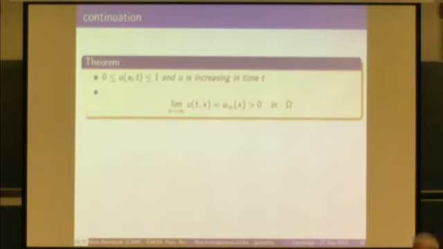In addition, we can prove that this traveling wave is always between 0 and 1 for all times and space, and it's increasing in time, and therefore has a limit. It converges to a certain stationary function, u infinity of x, which is a strictly positive function everywhere, and this is a stationary solution of the elliptic equation with a Neumann boundary condition.